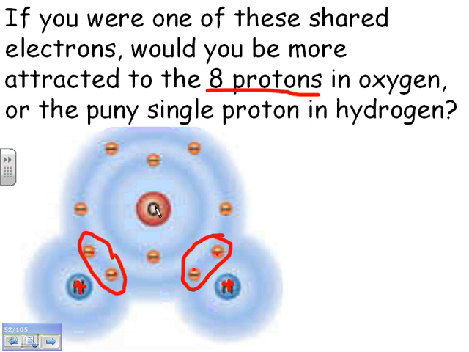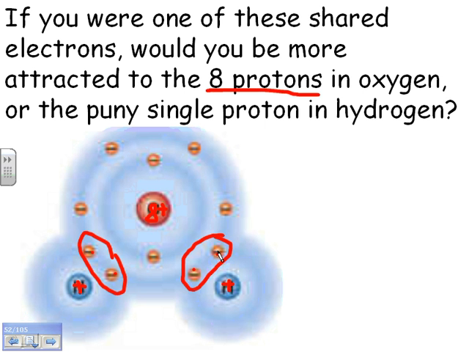It's only got 1 proton. And I don't need you to memorize this, I just need you to understand it. Oxygen has 8 protons. So you don't have to memorize that oxygen has 8 protons. But if I'm telling you it has 8 protons, and I'm telling you hydrogen has just 1 proton, here's what I want you to know.